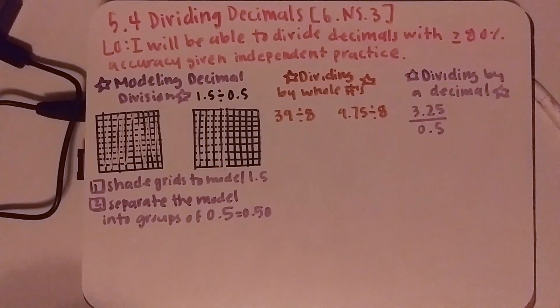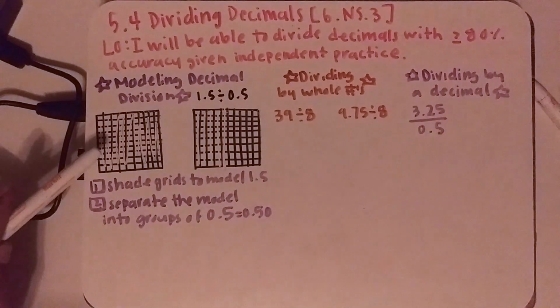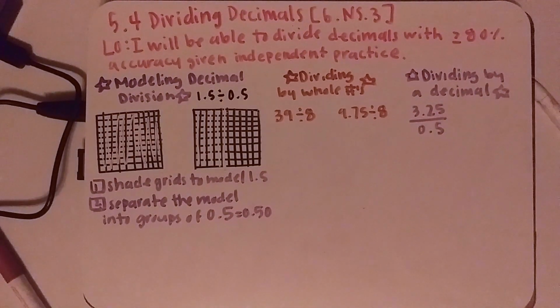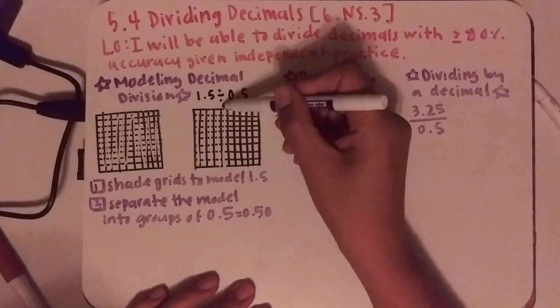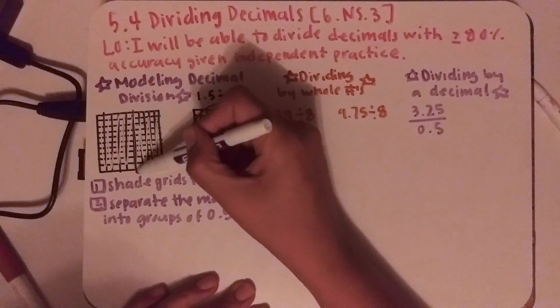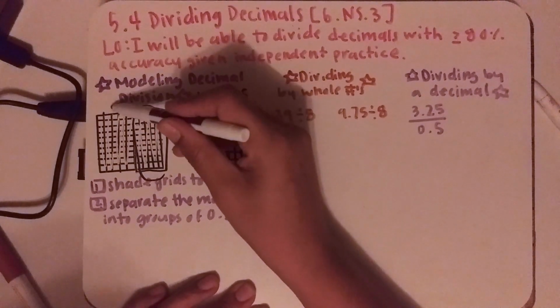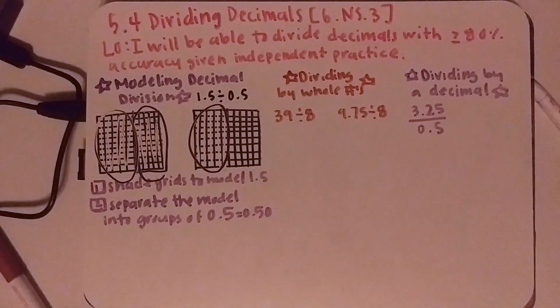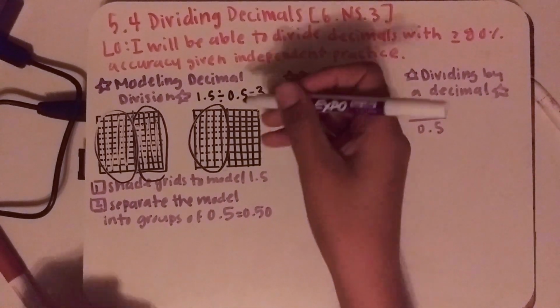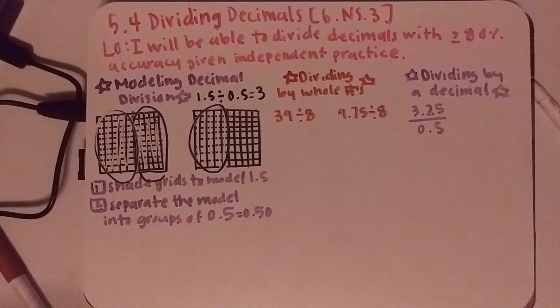Imagine that shaded. And then I'm going to separate the model into groups of half or 50 hundredths, right? So this I don't have, but I have a hundredth here, and then I have 50 more here. So in that case, I'm going to separate by groups of 50 hundredths. So that's one group right here, 1, 2, 3, 4, 5. That's another group right here, and this another group right here. So in that case, when I divide that, that will give me 3. Okay, so I have 3 groups of half or 50 hundredths when I start with 1.5, okay?